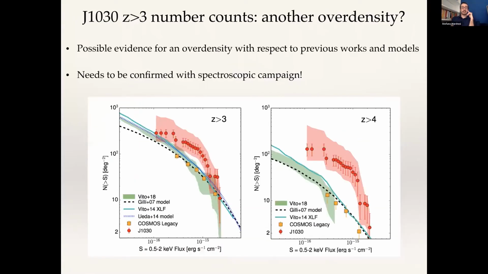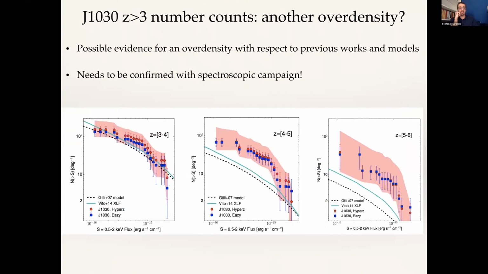So this said, we indeed find some interesting results, and what we see here are the number counts at redshift greater than 3 on the left and redshift greater than 4 on the right in the soft X-ray band for J1030 in red, compared with previous results from deep surveys like the one in the Chandra Deep Field from Vito et al. 2018, or the Chandra COSMOS Legacy, the orange squares, and from different predictions from X-ray luminosity function or AGN population synthesis models. And it seems that there's evidence for an overdensity, particularly at redshift greater than 4.